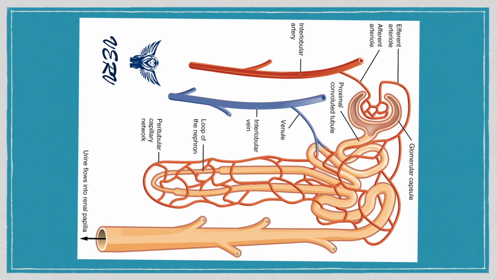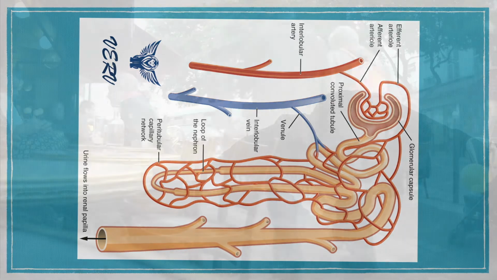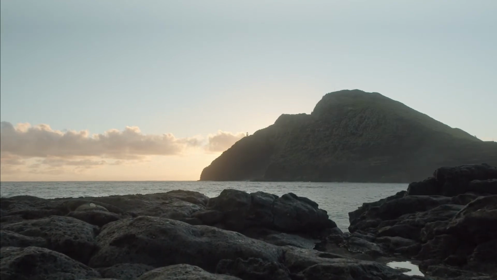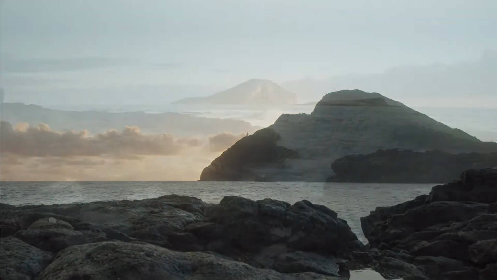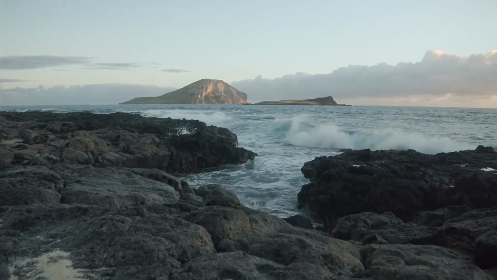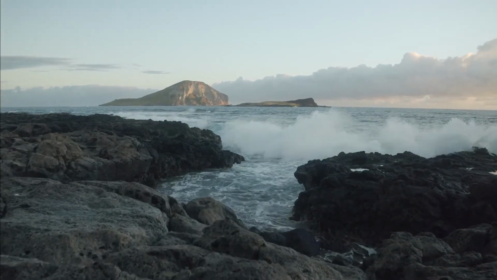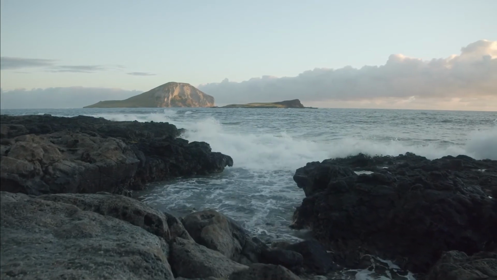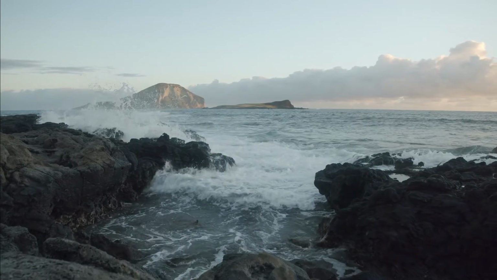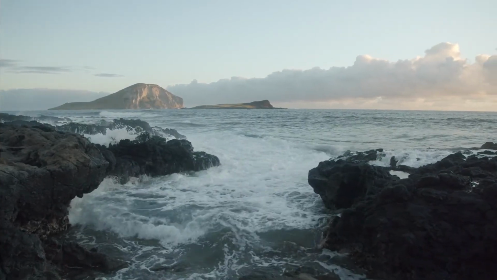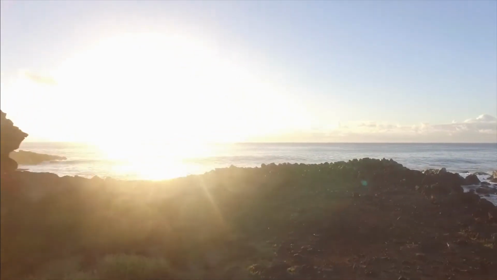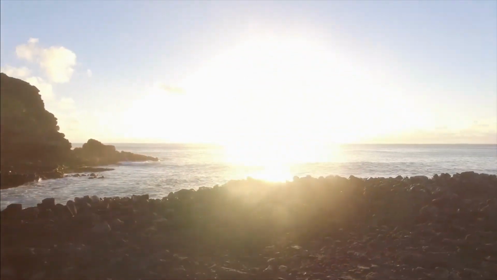The rest of the nephron consists of a continuous, sophisticated tubule whose proximal end surrounds the glomerulus. This is the Bowman's capsule. The glomerulus and Bowman's capsule together form the renal corpuscle. These glomerular capillaries filter the blood based on particle size.